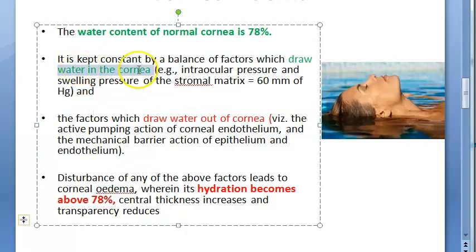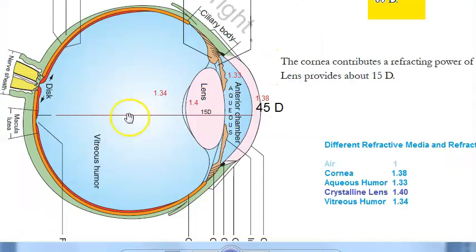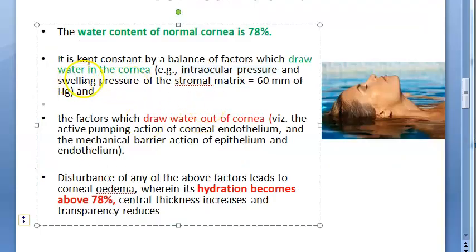Let us see what keeps the water in the cornea. The intraocular pressure, right? So there is water here, in the aqueous chamber. If this pressure is good enough, then the cornea is taking the water. What else are they saying? They're telling intraocular pressure and swelling pressure of the stromal matrix. So you can remember that much, okay?